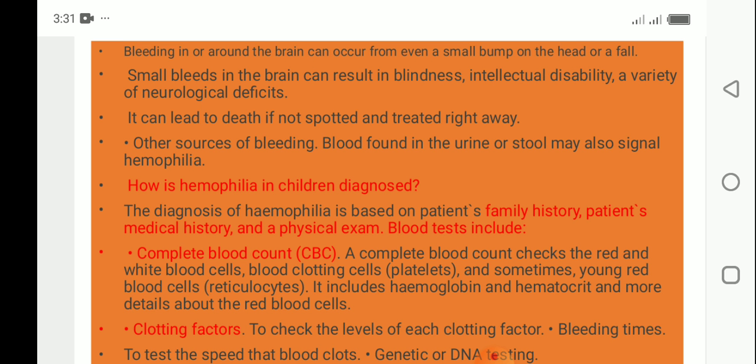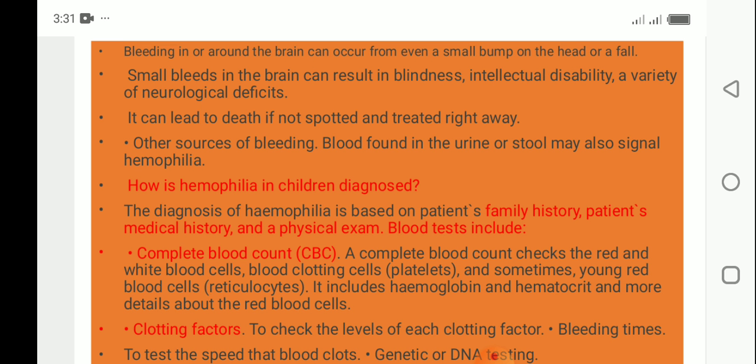You have to examine. Coming to the blood test, what you do is a complete blood count. That is usually the blood count for the RBC, WBC and platelets, along with the young reticulocytes also they will count, and the hemoglobin level also will be seen.